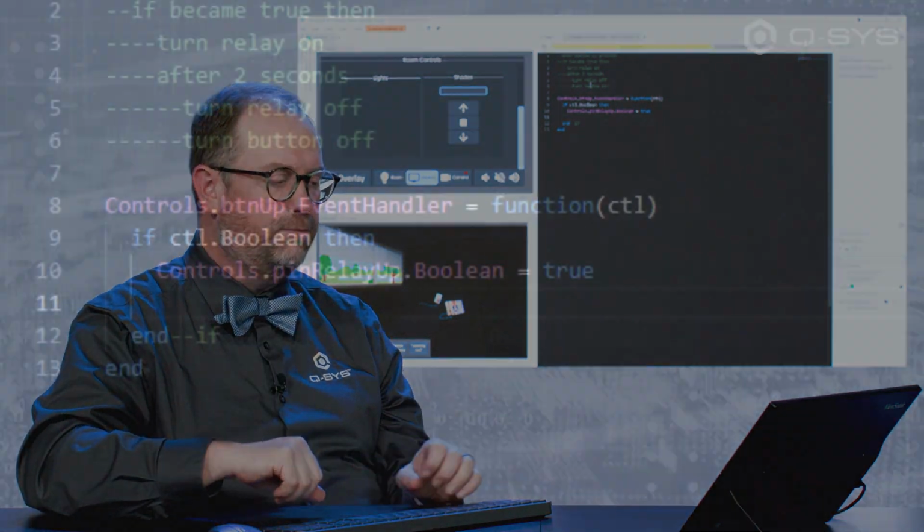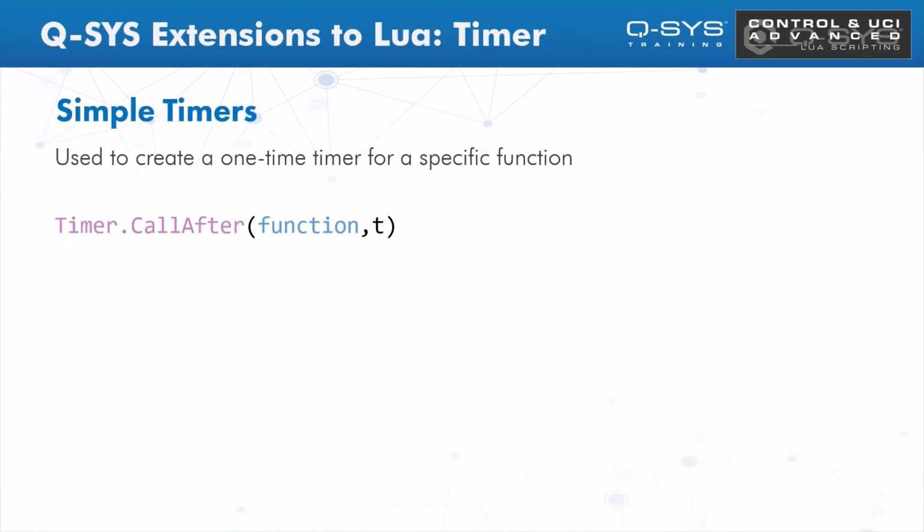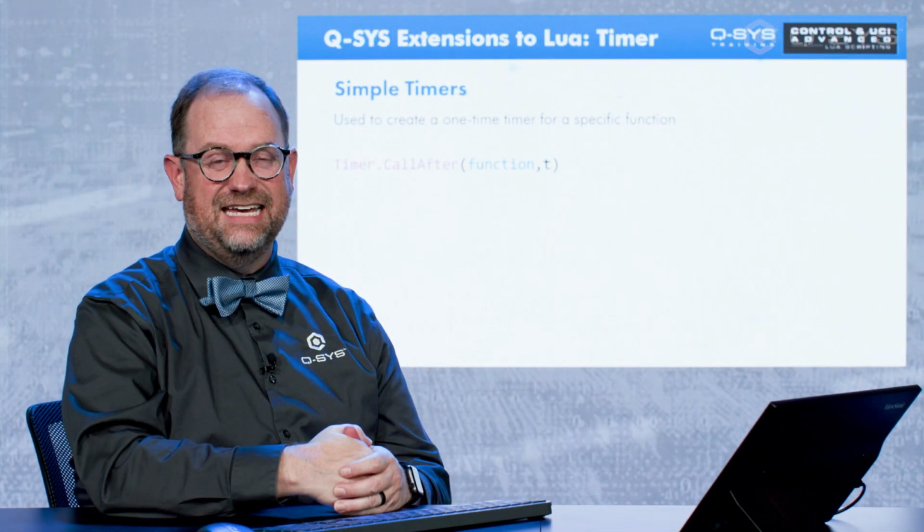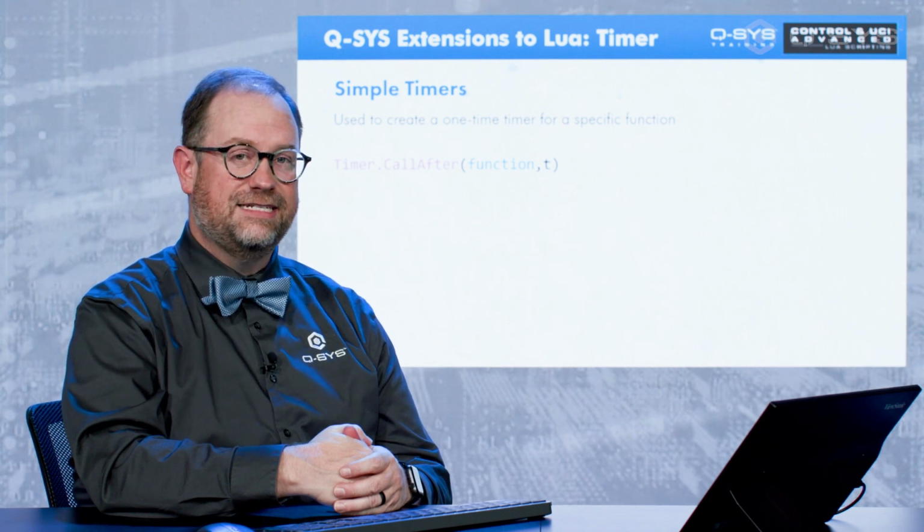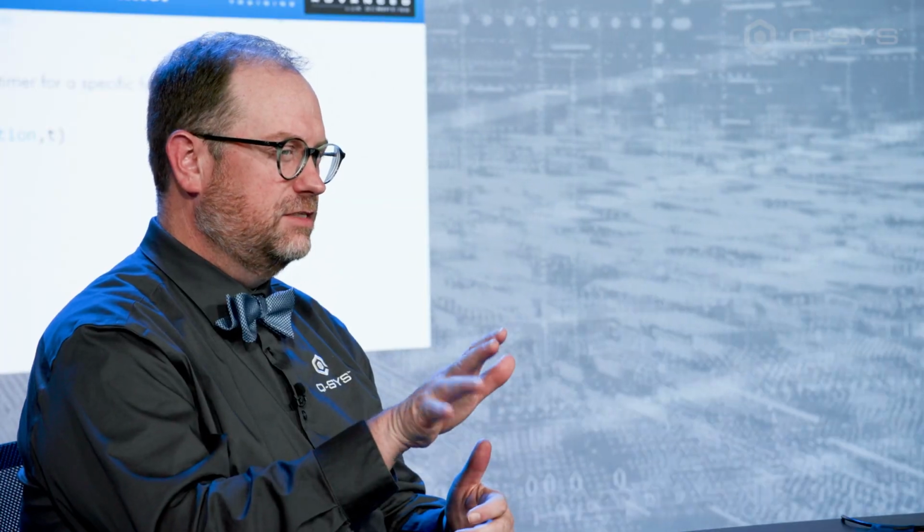In Q-SYS, timers come in 2 flavors, and we're going to use the simple one right now. In Q-SYS, our simple timer is called CallAfter. It's in the Timer library, which is one of the extensions to Lua that Q-SYS has gifted into the Lua environment. And it looks like this: Timer.CallAfter. It has two arguments. One is a function to run, and then a comma, and t, the time in seconds to wait before it does it.